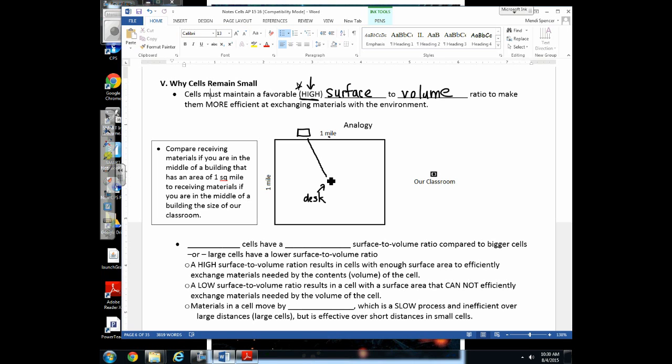Now, let's compare that to if you work in a building that's the size of our classroom. So again, your desk is in the very center of the classroom, and a package arrives at the door, and you would have that package in about 4 seconds. So in this situation, this big building has a low surface to volume ratio. And the classroom has a high surface to volume ratio.